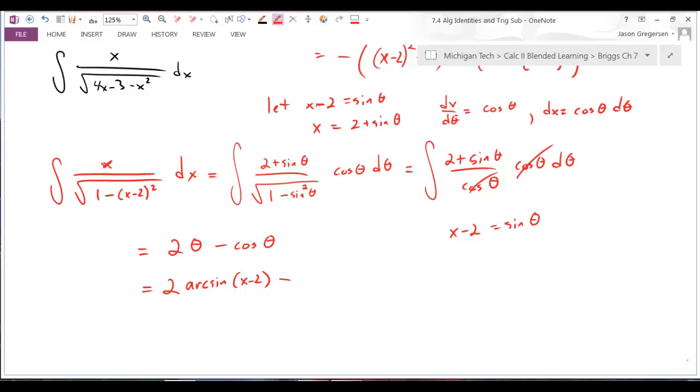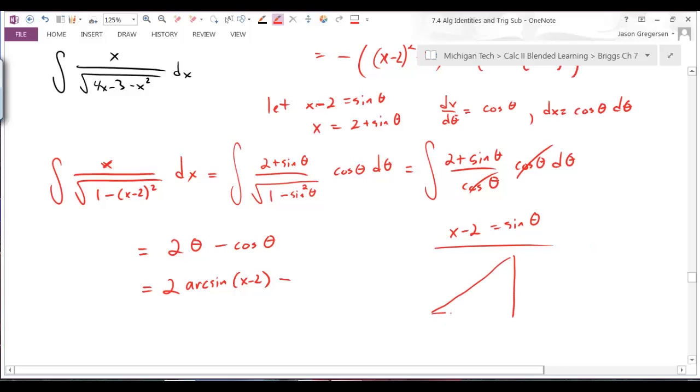Right, so here's what I'm going to do. This is the expression I have: x minus 2 equals sine of theta. I'm going to draw myself a trig triangle. So it's a right triangle. I'm going to mark some angle equal to theta, whichever angle you want.